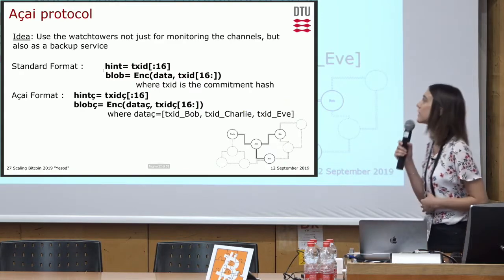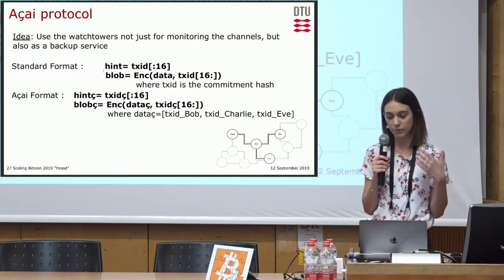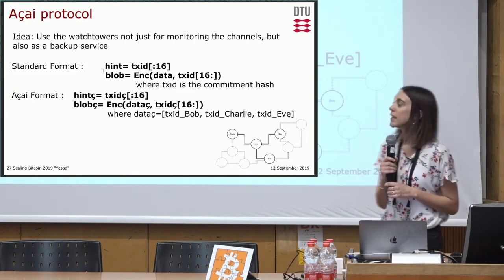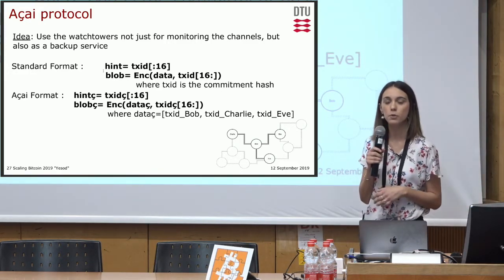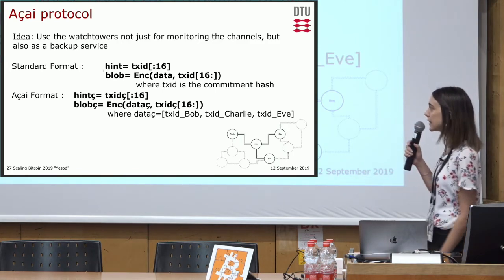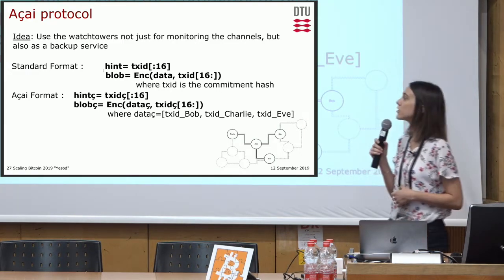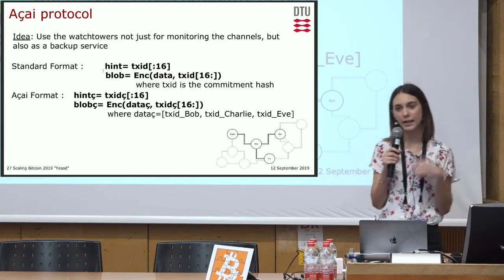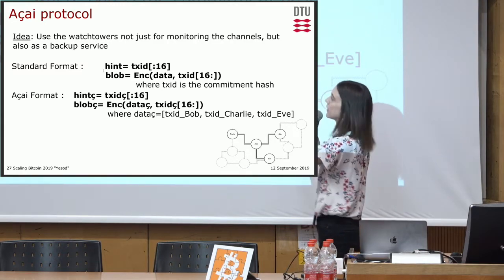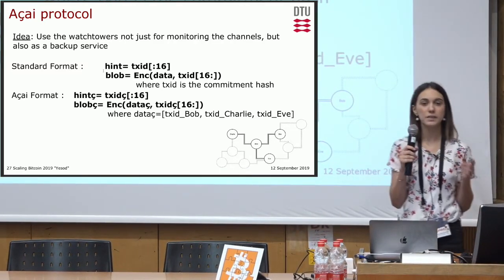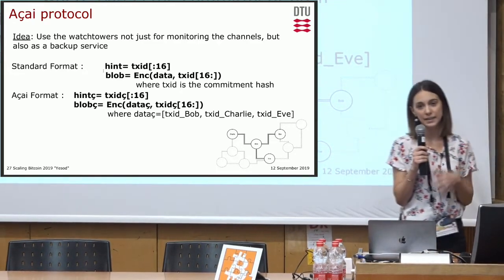The main idea of the ASI protocol is using the watchtowers not just as a monitoring service, but also for backup. The idea is using the same concepts of the standard format, so with hint, TXID, blob, and data, but with a different notation to indicate the ASI purpose. So we have hint ASI, TXID ASI, blob ASI, and data ASI. The mechanism to find the hint and the blob is the same, but the unique differences are the values of TXID ASI and data ASI.